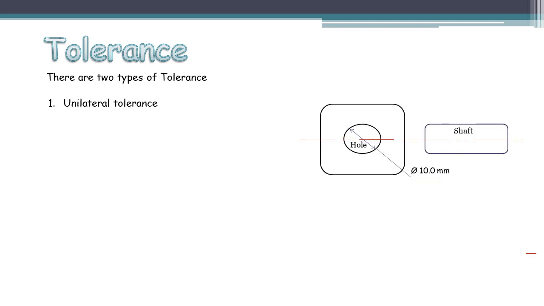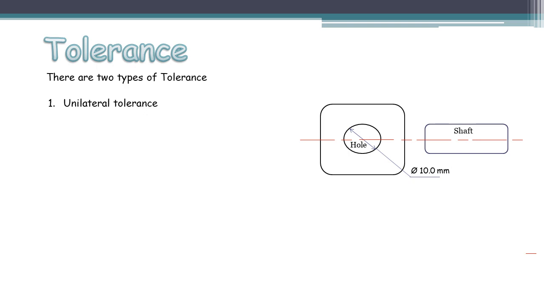Let's see in detail. Unilateral tolerance. Here you can see a shaft and a hole. The shaft has to be inserted into that hole. Here the hole diameter is 10 mm. So the shaft diameter should not be more than 10 mm.